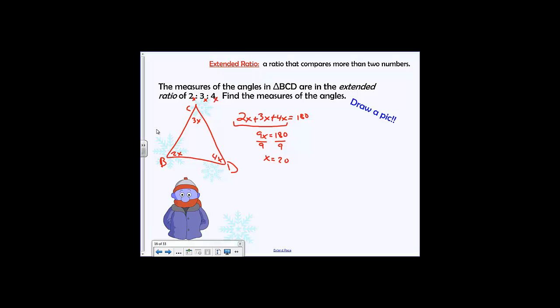No. It says find the measures of the angles, so plug it in to each of your angles. So we have 3 times 20 gives us 60 degrees. 2 times 20 gives us 40 degrees. And 4 times 20 gives us 80 degrees. Check it. 60 and 40 is 100. 100 plus 80 gives us 180. We got it.